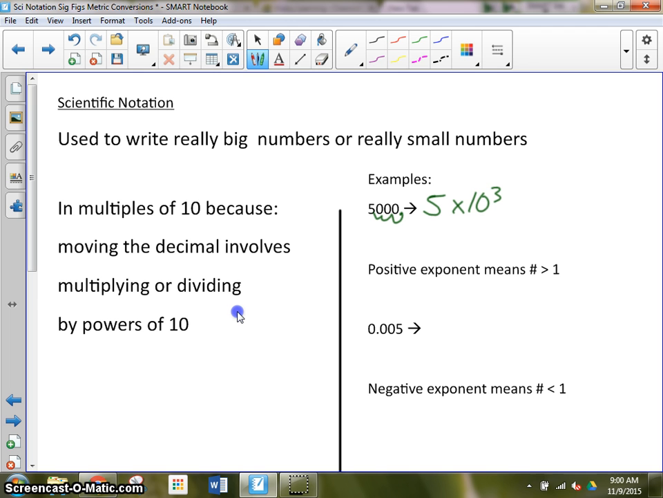If the exponent is positive, that means the number is bigger than 1, which 5,000 is definitely bigger than 1. In a decimal, I know I'm going to have to move the decimal place to the right to get that single non-zero digit left of the decimal. Now, while I moved it 3 times as well, you'll notice that the decimal is less than 1, so we use a negative exponent to show that it's a small number.